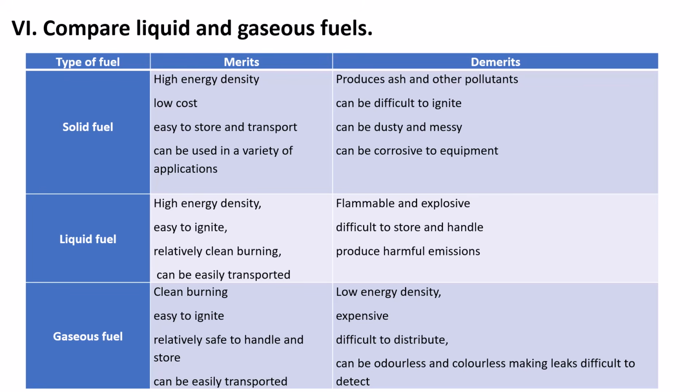The demerits are flammable and explosive, difficult to store and handle, produce harmful emissions. In the case of gaseous fuel, the merits are clean burning, easy to ignite, relatively safe to handle and store, can be easily transported. Demerits are low energy density, expensive, difficult to distribute, can be odorless and colorless, making leaks difficult to detect.